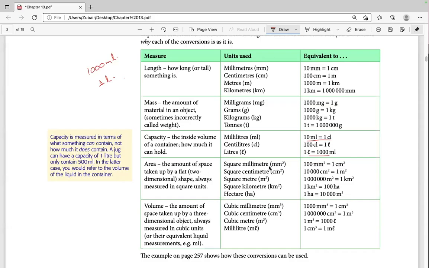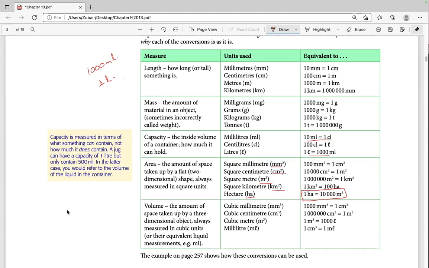Area: square millimeter, centimeter square, meter square, kilometer square, hectares. A hectare is 10,000 square meters. If I talk about myself, I just remember this. Whenever I have to convert hectares into centimeters and millimeters, it is always easy for me to first convert it into kilometers and then convert back.